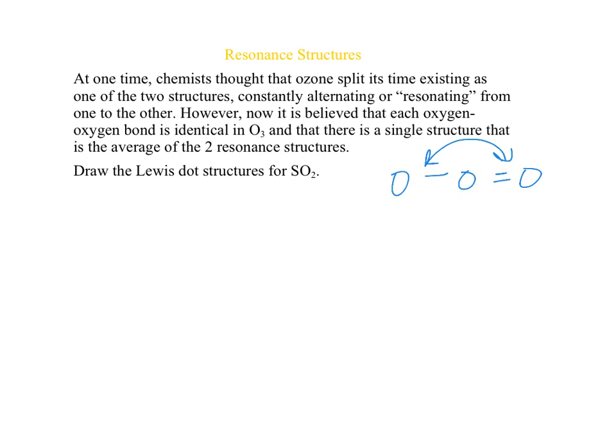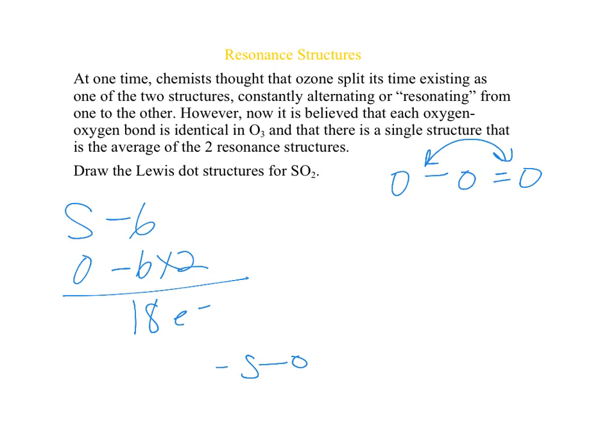bonds. I'd like you to pause the video here and try to draw the Lewis dot structure for SO2, sulfur dioxide. Okay, sulfur 6, oxygen 6 times 2. Altogether, that is 18 valence electrons. So sulfur in the center. Give everything its octet.